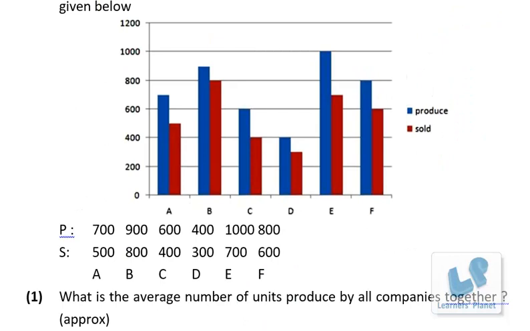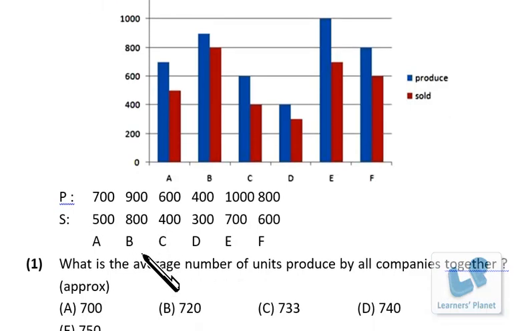Okay. In this graph, product produced and sold by 6 companies is being shown over here, and all this calculation have already been given over here also, so that's no need to read the graph. You can straight go by this data. So in the very first question, what is the average number of units produced by all companies together? So we have to find out the average of these 6 data.